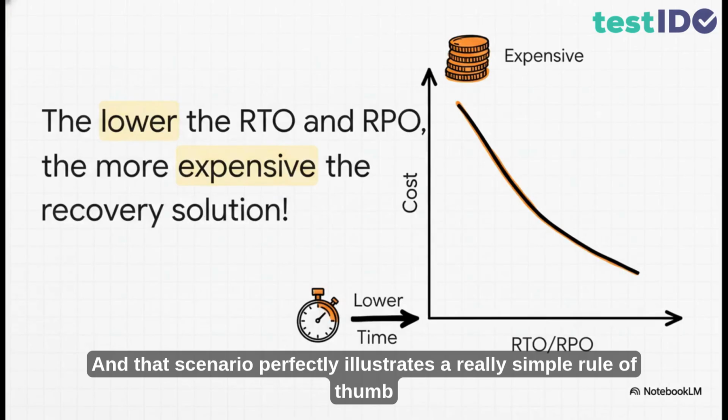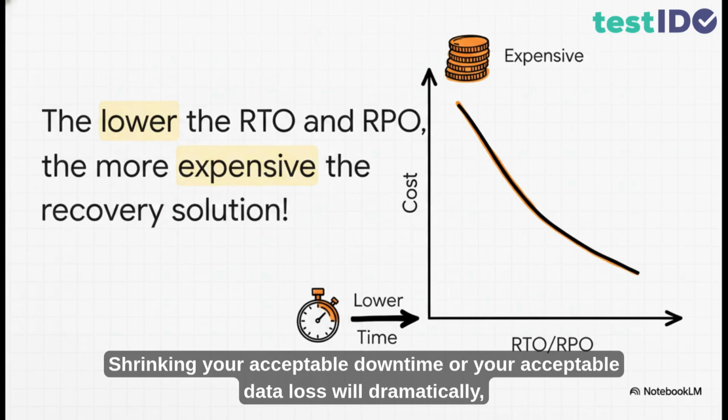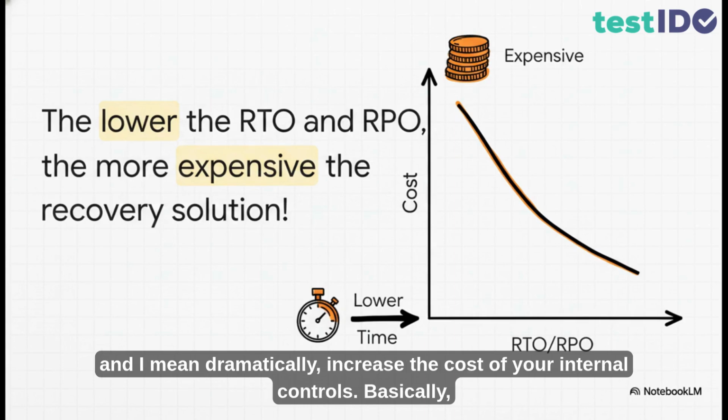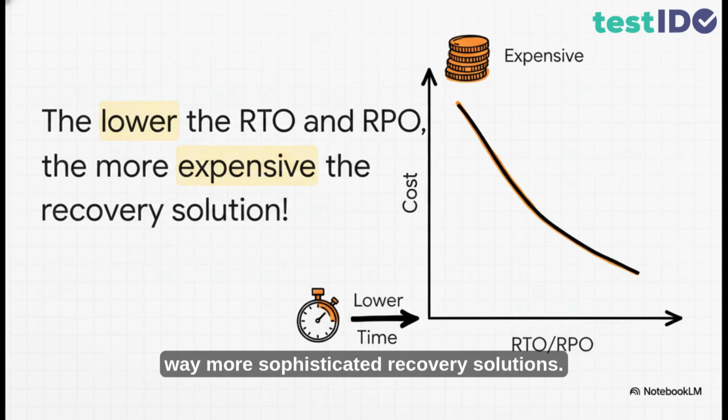And that scenario perfectly illustrates a really simple rule of thumb that you should always keep in the back of your mind. Shrinking your acceptable downtime or your acceptable data loss will dramatically, and I mean dramatically, increase the cost of your internal controls. Basically, having a super low RTO and RPO means you need much faster, way more sophisticated recovery solutions, and let me tell you, those definitely do not come cheap.